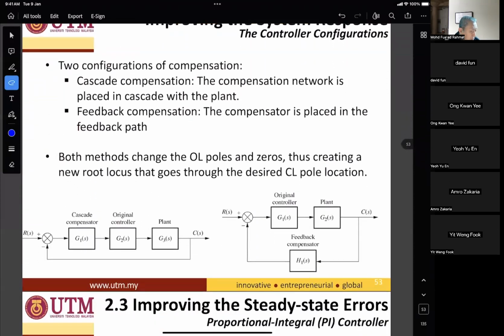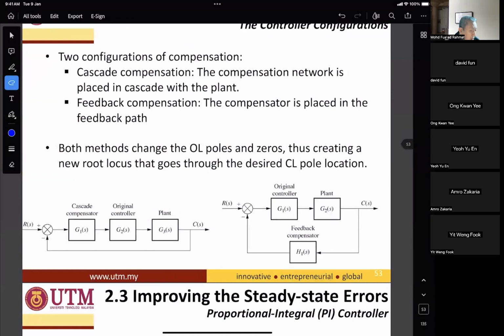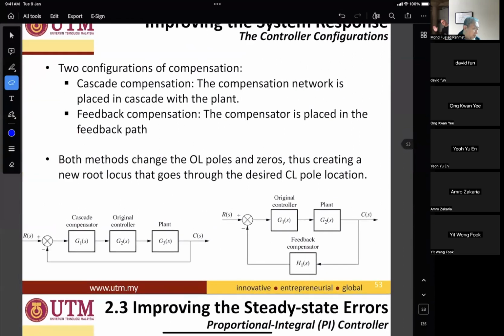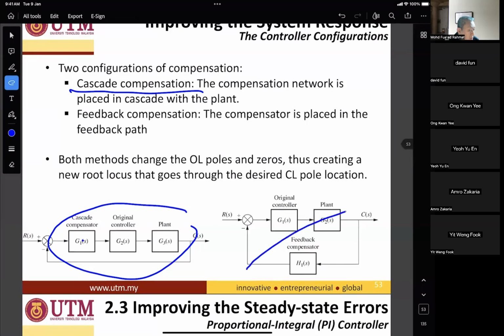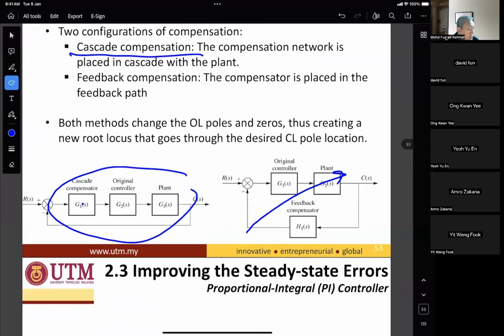And then for the controller, we usually use cascade compensation, serial, like this. So this is the controller, okay, and the compensator, where they are connected serially to each other. There is another way, where the feedback compensator is located at the feedback. This one is more complicated in design, but can be done. It is a longer solution compared to the cascaded one.